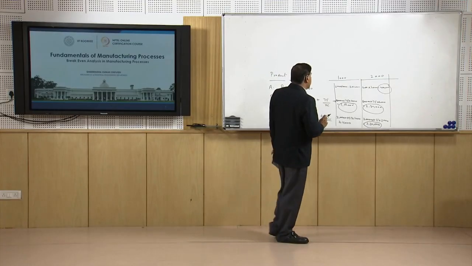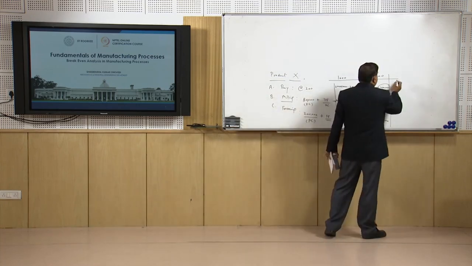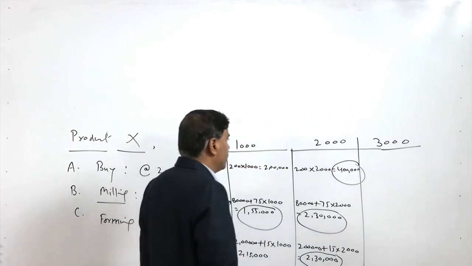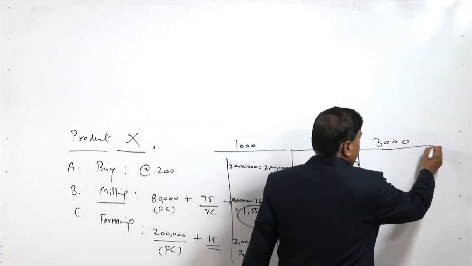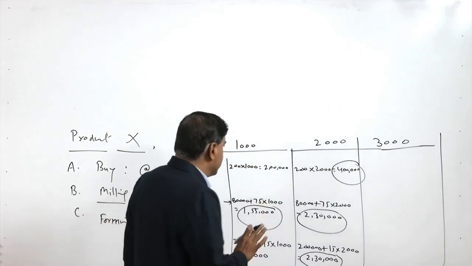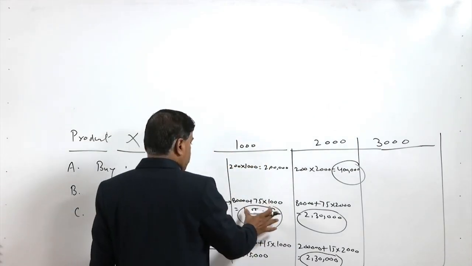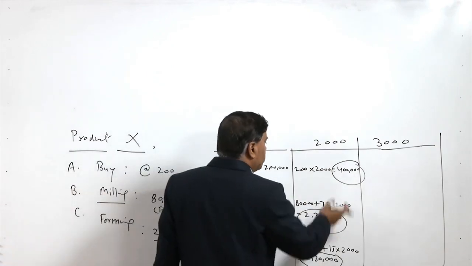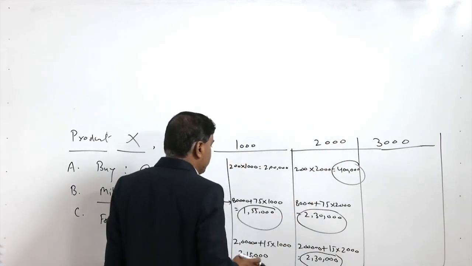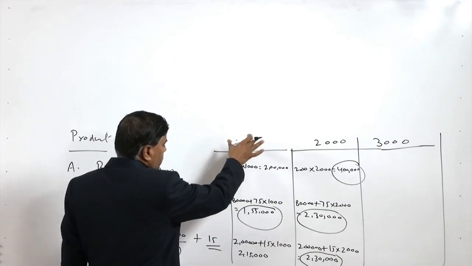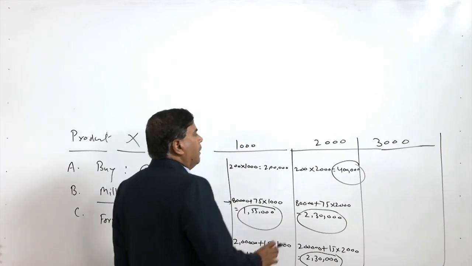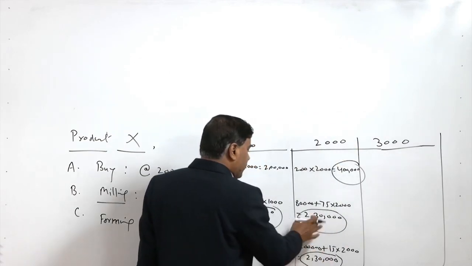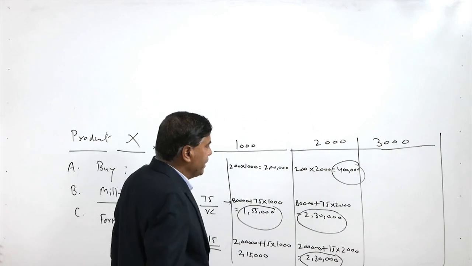So, any of the two can be chosen. What this is suggesting is that option 2 is good for making 1000 units, and options 2 and 3 both are good for making 2000 units. Sorry, if you have to make 1000 units, then option 2 can be preferred, and if 2000 units are to be made, then either of the two, milling or forming, can be chosen.